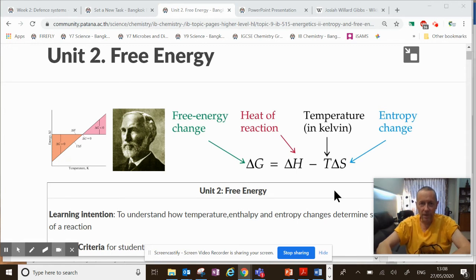Hi, Year 12s. In the last lesson, we started looking at the concept of free energy for chemical reactions. And we met this very important equation here, delta G equals delta H minus T delta S. As you know, this delta G is referred to as Gibbs free energy, and it's described as the energy available to do work.